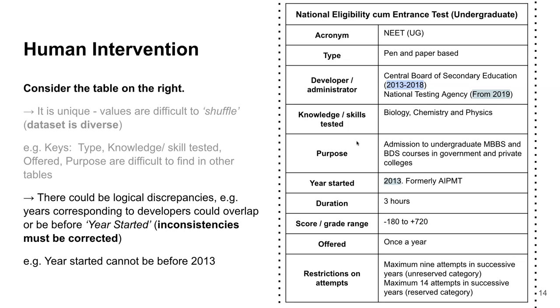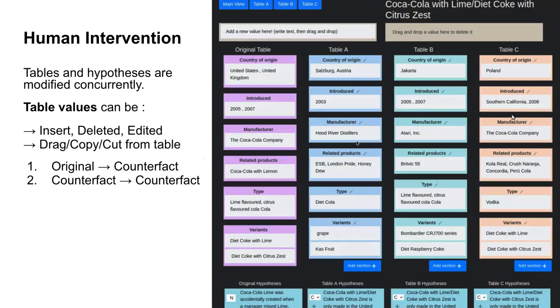There can also be logical discrepancies. If we shuffle automatically, for example, the year started cannot be before the developer and administrator date of that test. So there is a constraint there. Similarly, date of birth cannot be after the death date. So we need human intervention. So here comes TabPert.